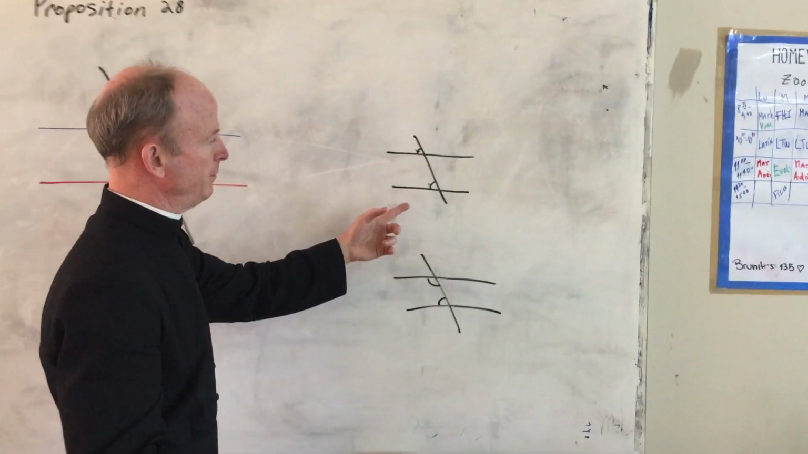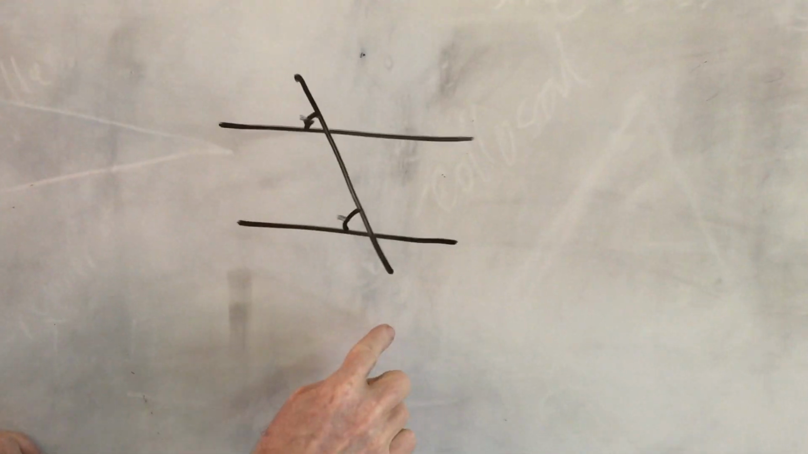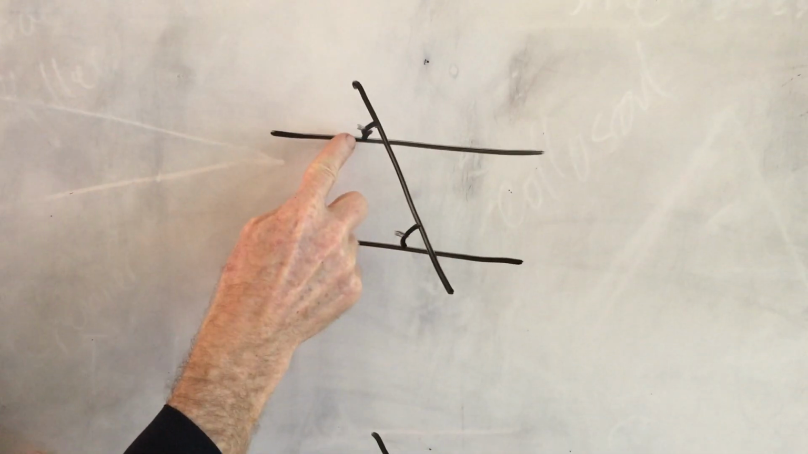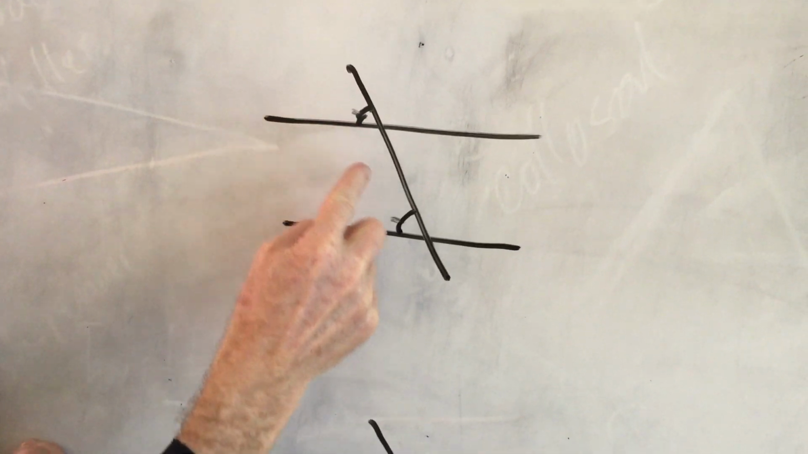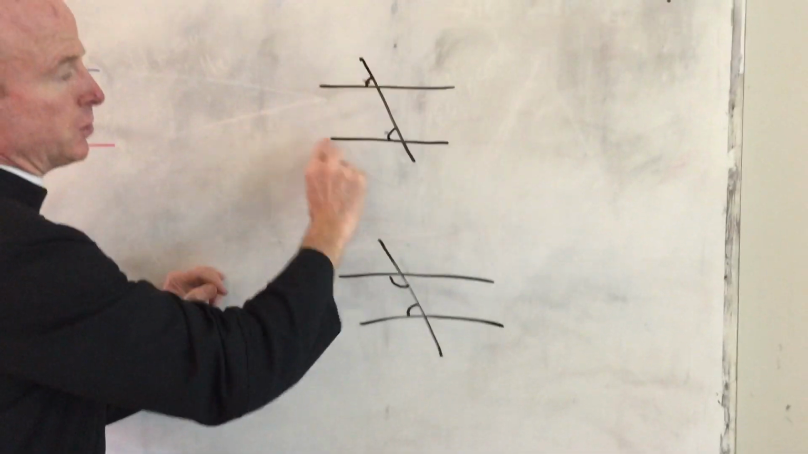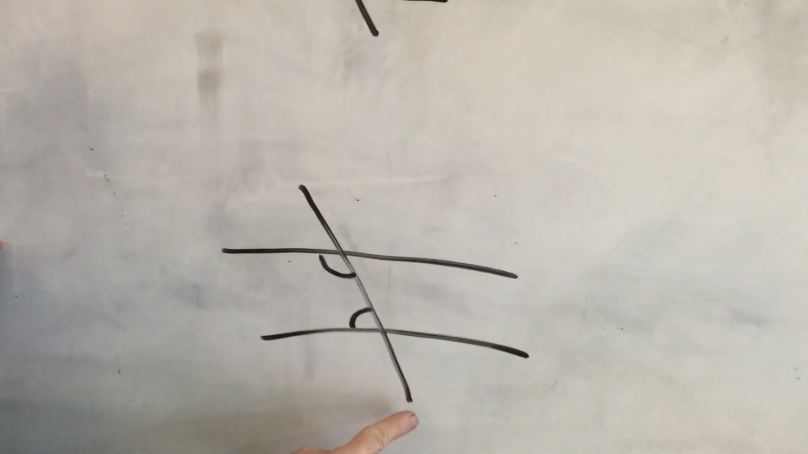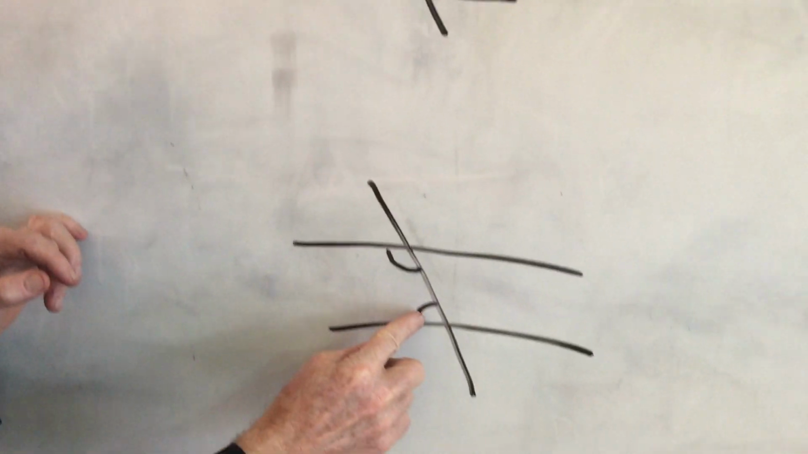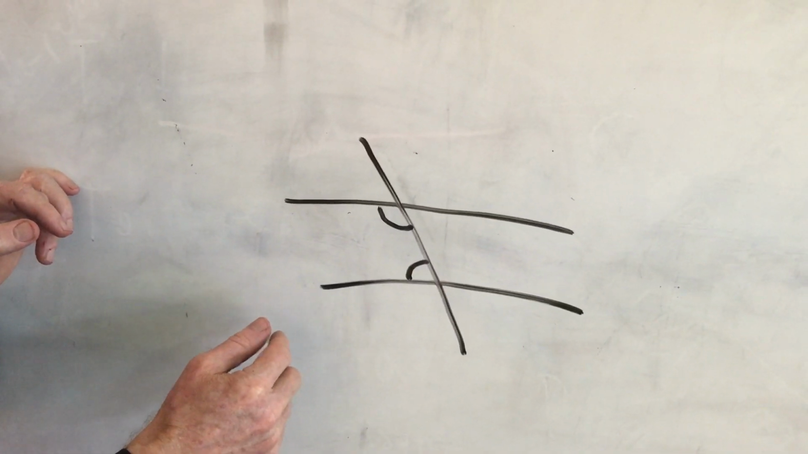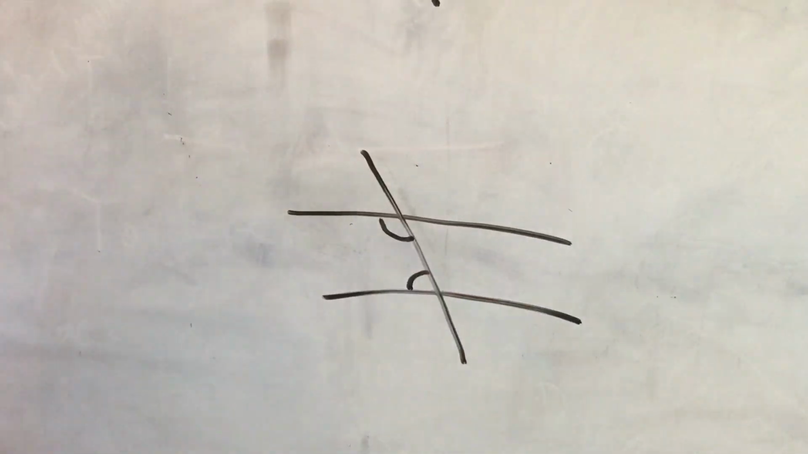So here's the first prop. If there be two straight lines and another straight line falling upon them, creating an exterior angle equal to the opposite and interior angle, those two straight lines are parallel. If there be two straight lines and a straight line falling upon them, creating interior angles on the same side equal to two right angles, those two straight lines are parallel.